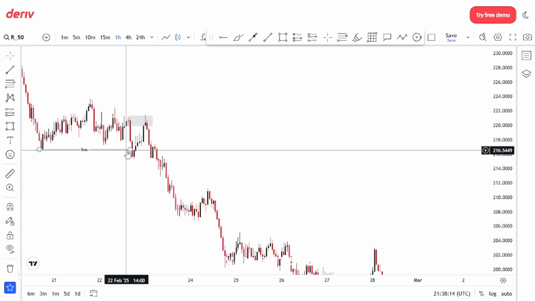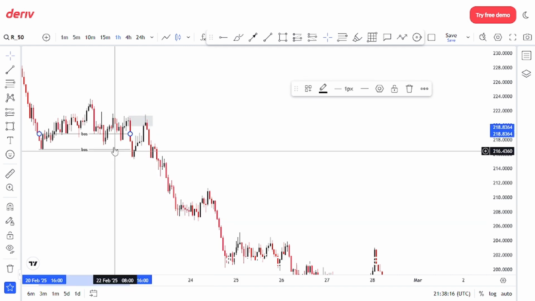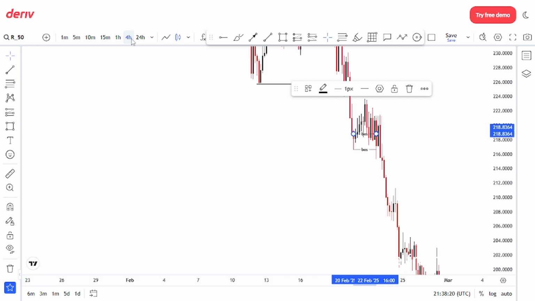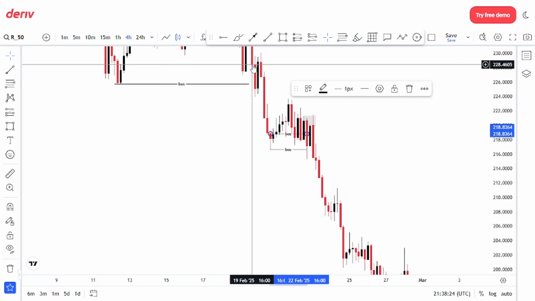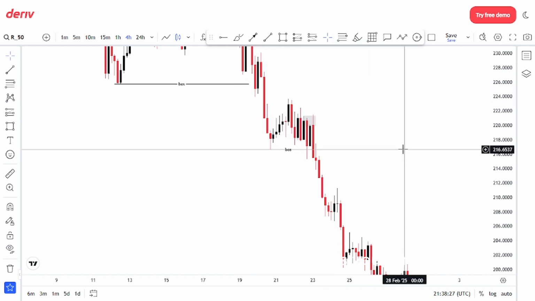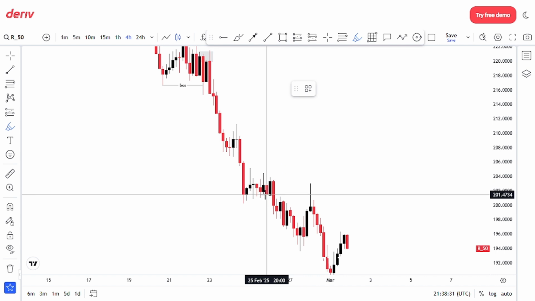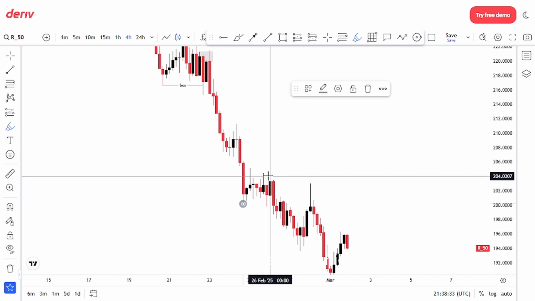So as you can see here, this is a new break of structure. We can just switch back to the 4 hour time frame so that we can understand the higher time frame structure before we move on to the lower time frame. So the market started pushing down. As you can see here, we just pushed down, then this was the lowest point that we had. So this was a lower high.